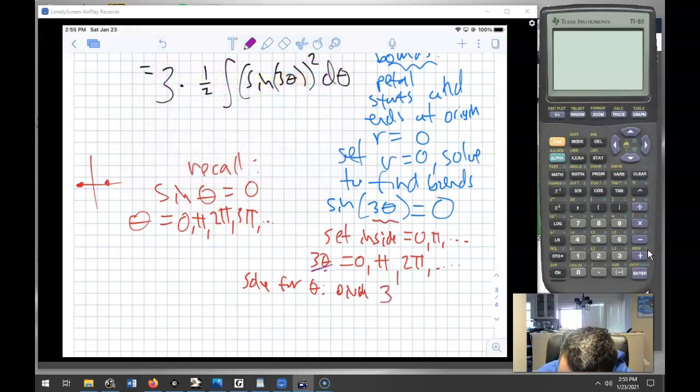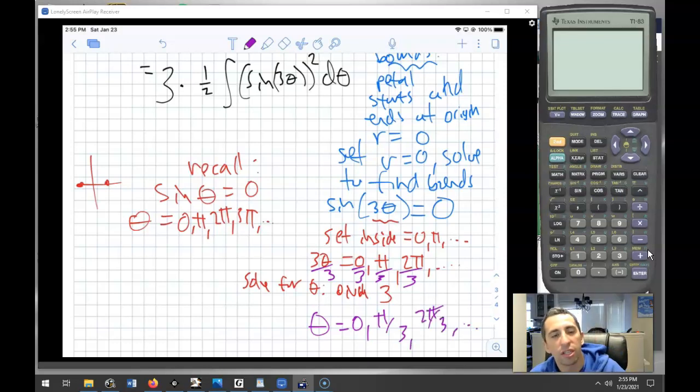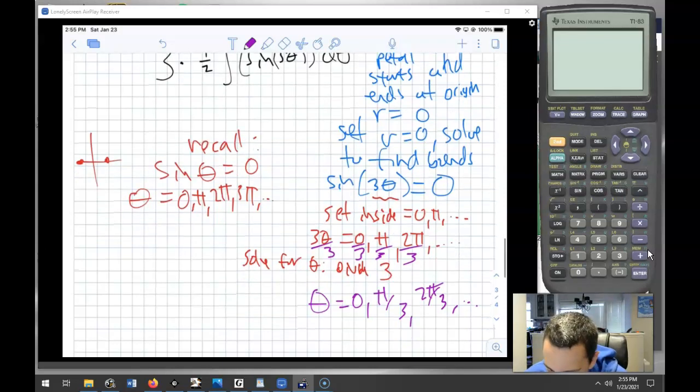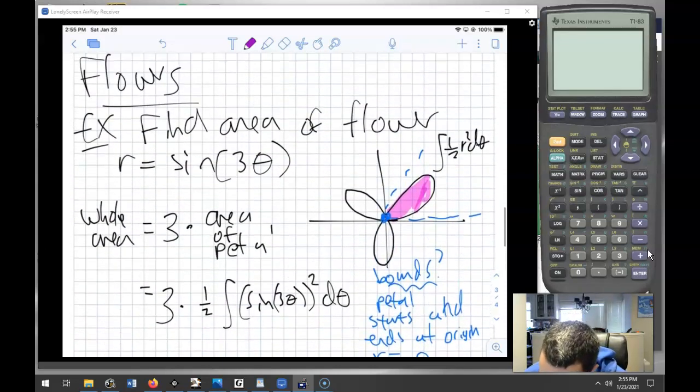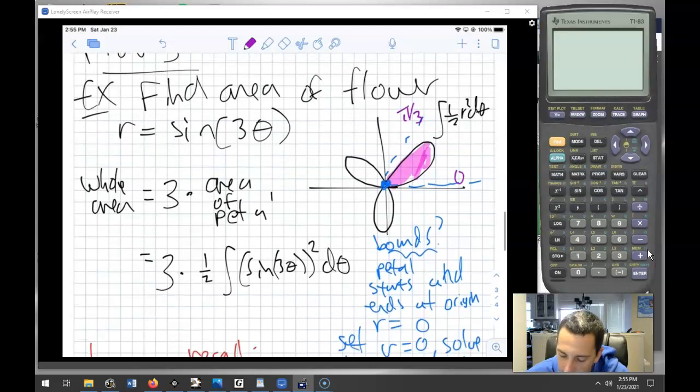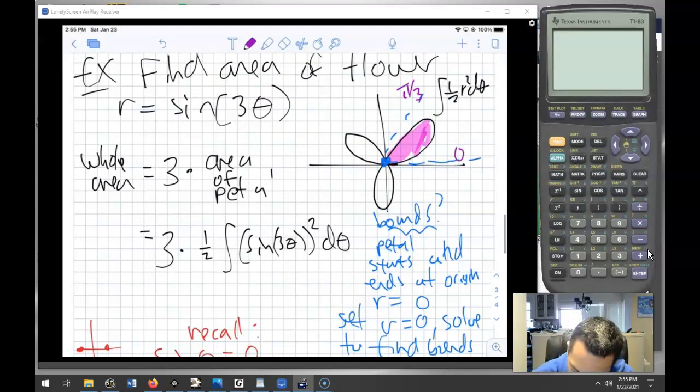So that's going to give me all the points in this case where r is equal to 0. It's going to say that happens at theta is 0, and then pi over 3, and then 2 pi over 3, and so forth. So you're just getting more points where that happens. Okay, so in this case, we're just trying to find the first bound. We see this is 0, this is pi over 3. So if I just want to find one petal, I'm just going to go from 0 to pi over 3. Now I'm not going to solve this, right? This is just 3/2 integral 0 to pi over 3 of sine of 3 theta squared.